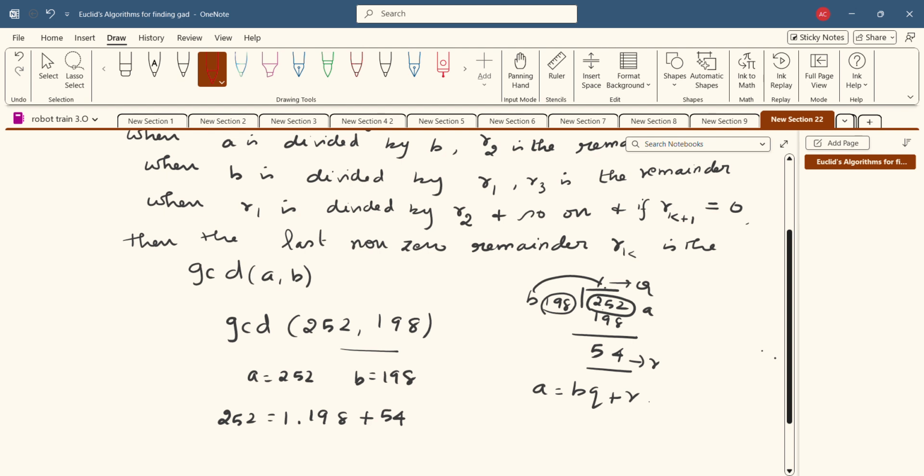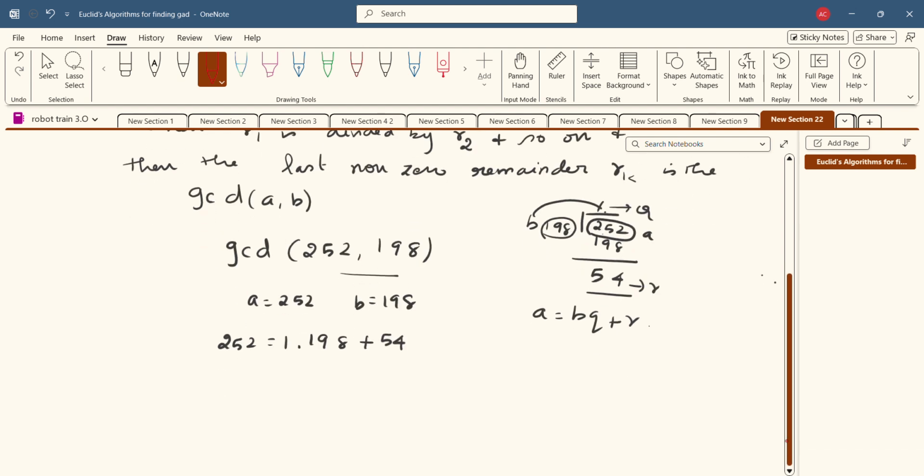After that, what are we going to do? When a is divided by b, r1 is the remainder. Here r1 is the remainder when a is divided by b. Second step, r2 is the remainder when b, that means 198, is divided by r1. Here r1 is 54. So r2 is the remainder when b is divided by r1.